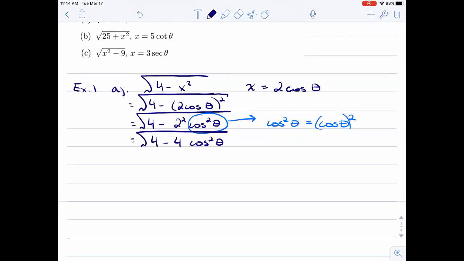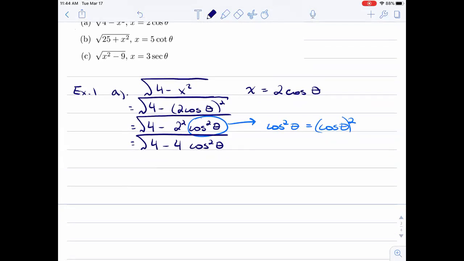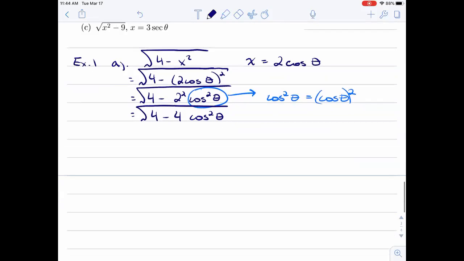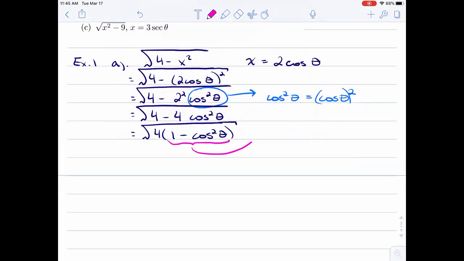So now, if I want to simplify this thing, because that's what we want to do, I can pull out a common 4, right? There's a multiple of 4 in there. And so what I've got is 4 times 1 minus cos squared theta. Okay. 1 minus cos squared theta. At this stage in the game, in all of these questions, this is where we're going to look for a trig identity, just to replace 1 minus cos squared with one thing squared.